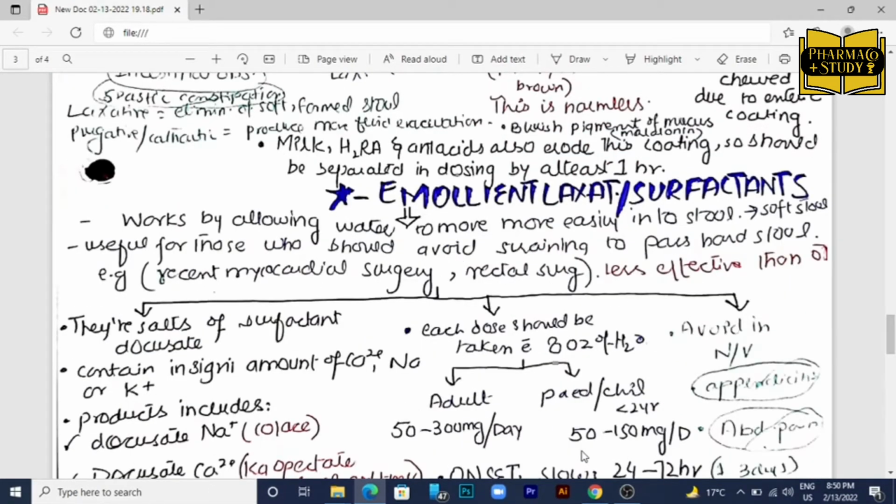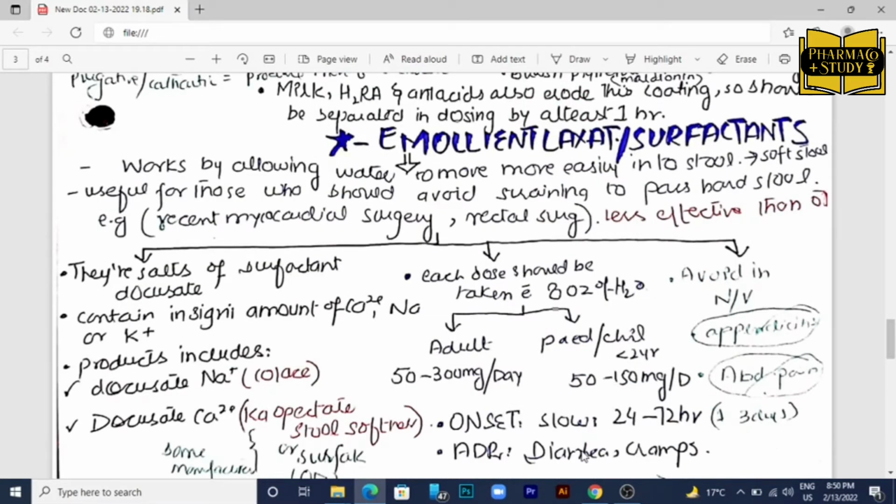Now we come to the emollient laxatives, which are also known as surfactants. As I have told you, there are two drugs that come under the stool softener class. One is docusate, which acts as an emollient, and another is mineral oil. We have discussed mineral oil in our previous lecture, and now we will study docusate.